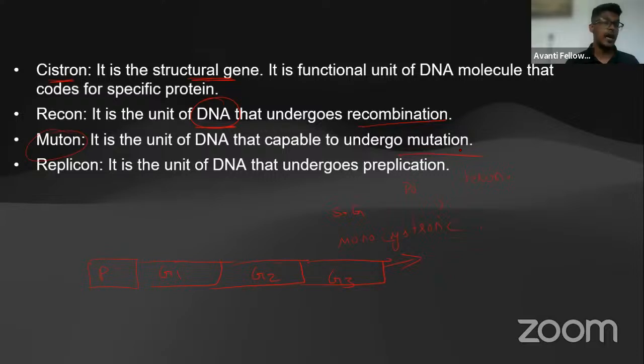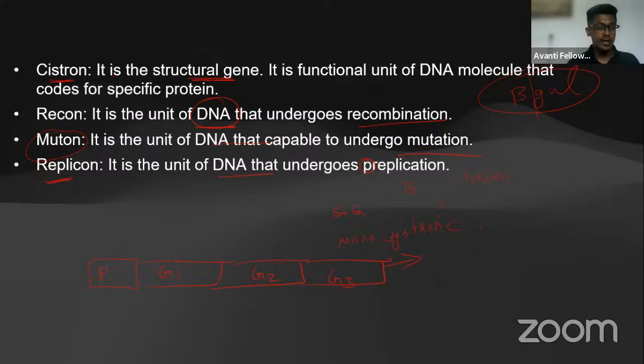Do we have genes that act as a muton? There are particular genes. For example, in E. coli you have the beta galactosidase gene. In future classes, you can understand that beta galactosidase is almost like a mutagenic gene. So it is a muton. This particular DNA undergoes or is capable of undergoing mutation. So this is called muton. What is a replicon? Any unit of DNA that can divide itself and make copies of itself is called a replicon.